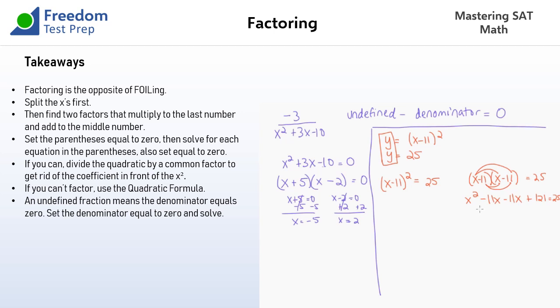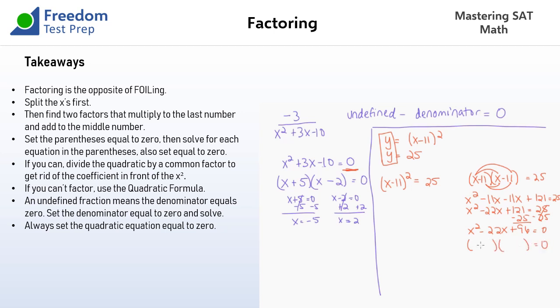So now we're going to start to combine our like terms. Negative 11 minus 11 is negative 22x plus 121 equals 25. Now, if you remember, if you look over here, we're always trying to make it equal to 0. So we're going to subtract out that 25. And we get x squared, sorry, minus 22x plus 96 equals 0. Now we can factor. Now we have some high numbers here. It's going to be a little bit harder. So the x part's easy, but now we have to come up with two factors of 96.